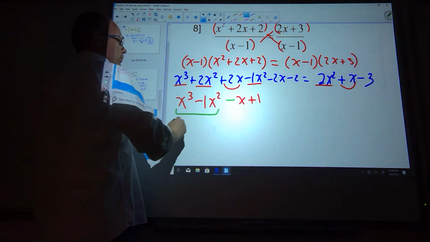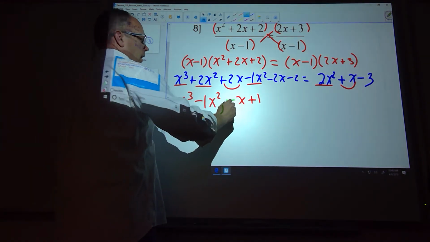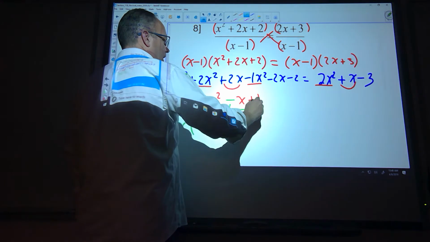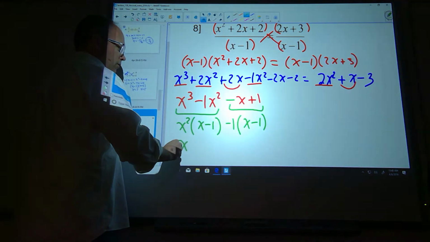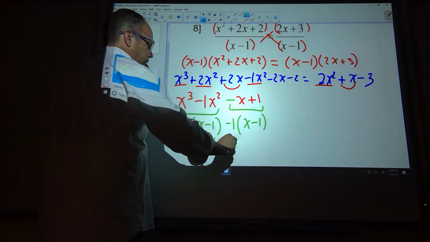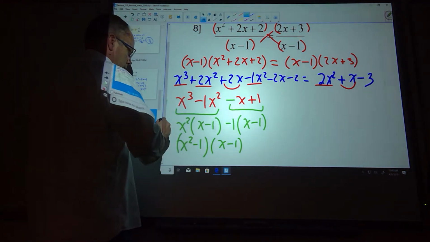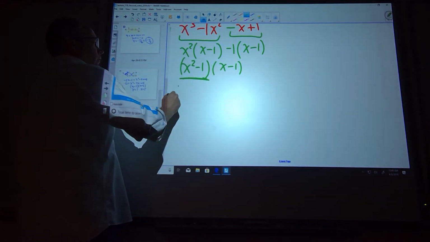So I'm going to factor by grouping. So x squared, x minus 1. And then this one, I'm going to factor out a -1. That gives me x minus 1. So that gives me x squared minus 1, x minus 1. And this one's going to work out nicely. Does anyone recognize that as the difference of two squares?